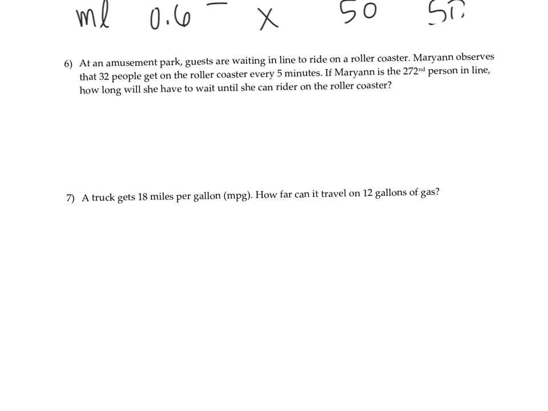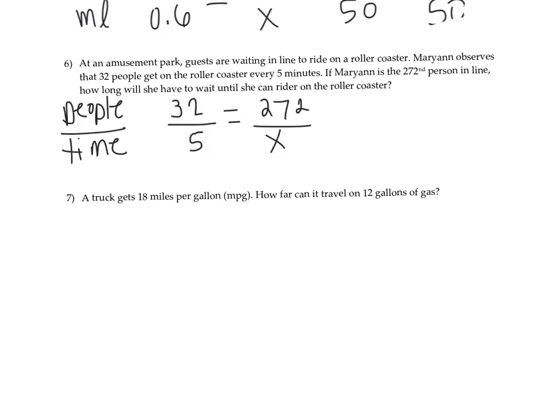Please read the next question. So the two things being compared are people and time. I know you could solve this possibly without doing a proportion, but that is what we are practicing. So we will set up a proportion of people compared to time. So we have 32 people get on the coaster every 5 minutes. So that's 32 people every 5 minutes.